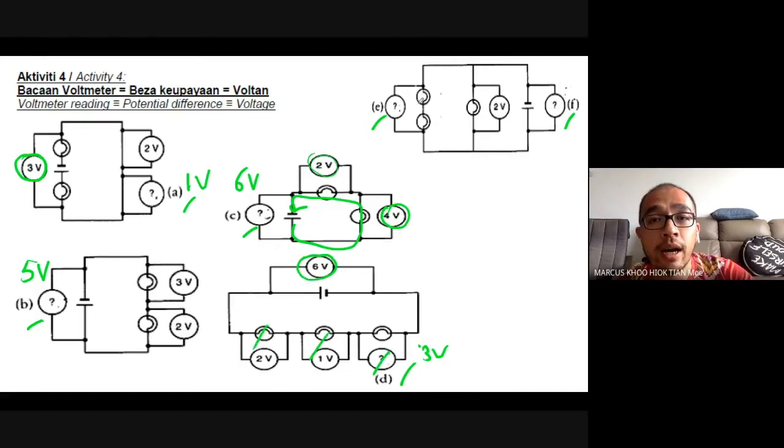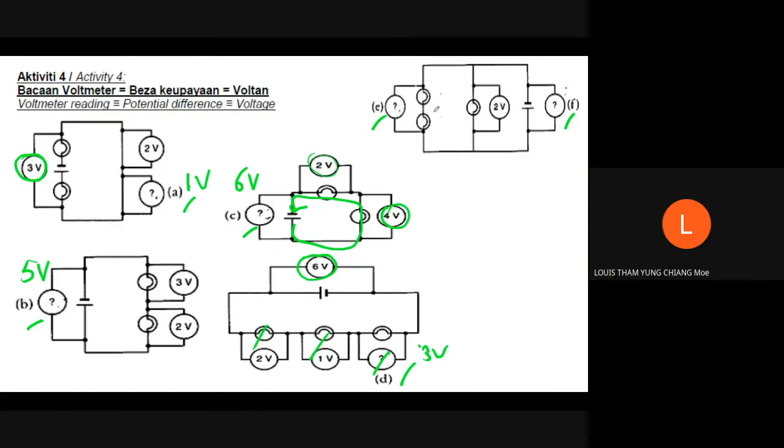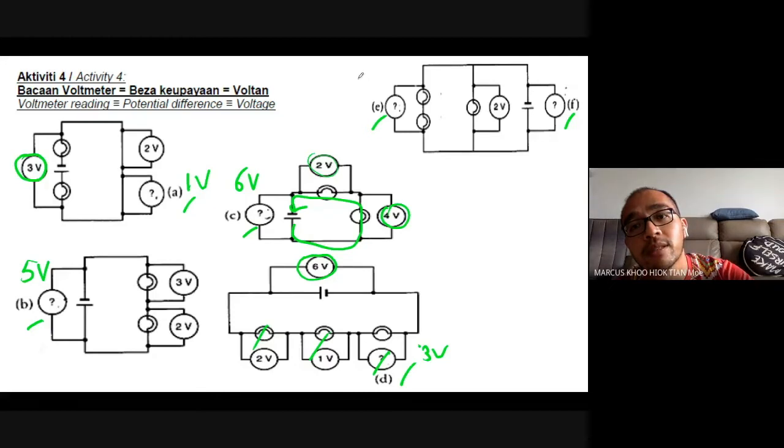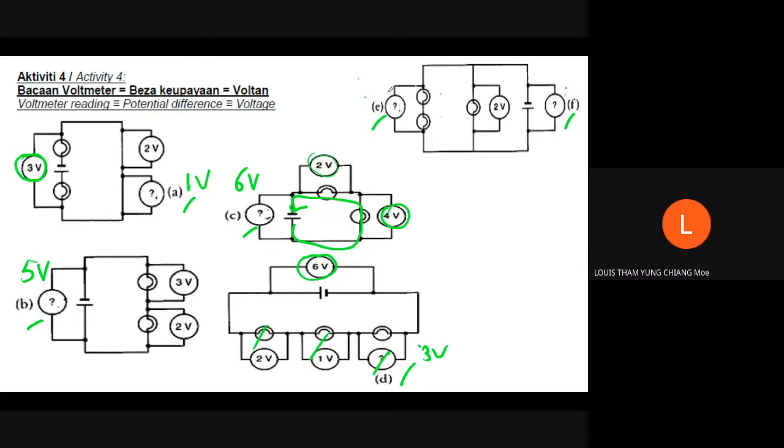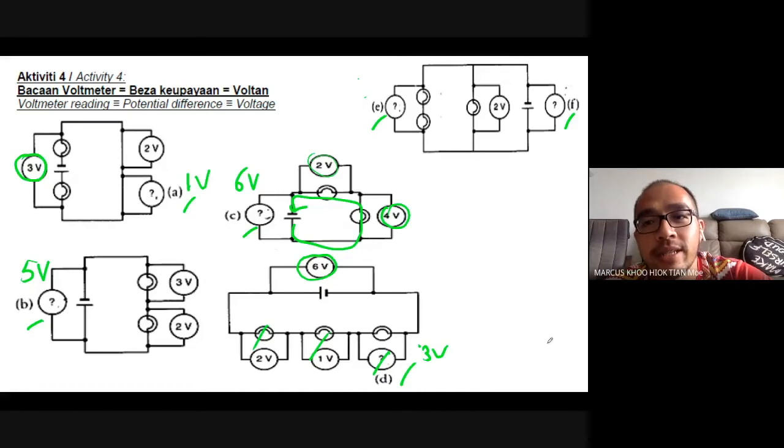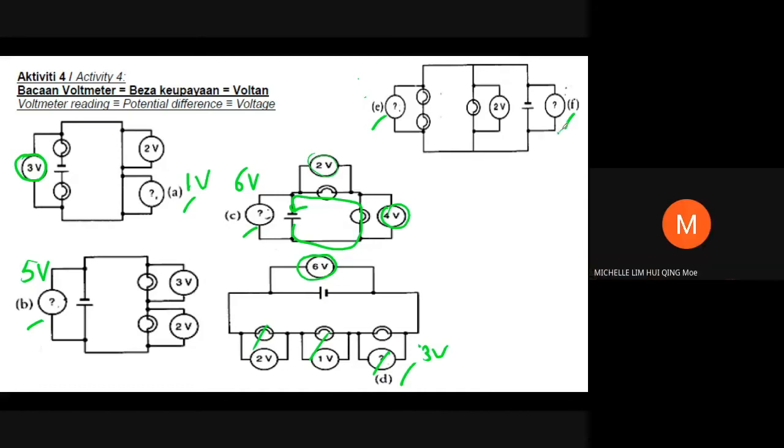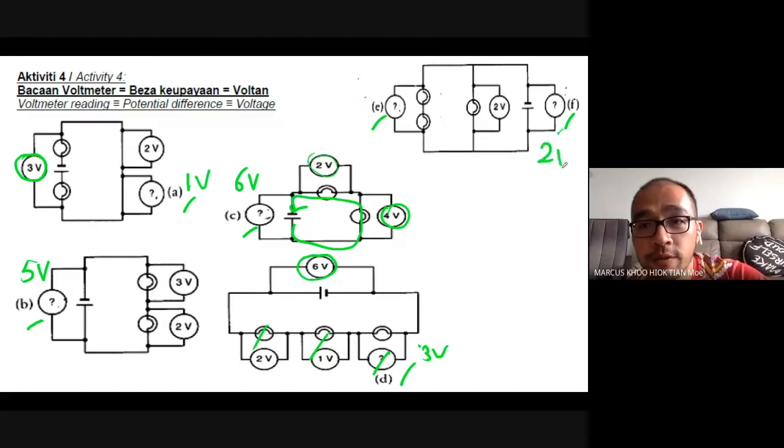Okay. E, who is E already? Is it Louis? Yes. 4V. Oh yeah, you're right. No, cannot be. Not sure, sir. It's okay. Michelle, tell me first. What is F? 2. Okay, F is 2 volts. Actually, Louis, E is also 2 volts.